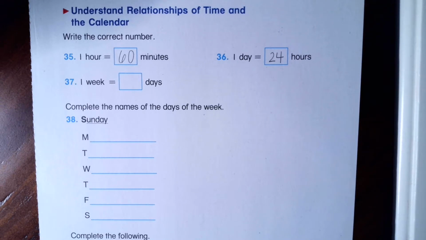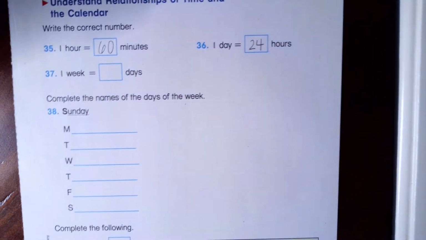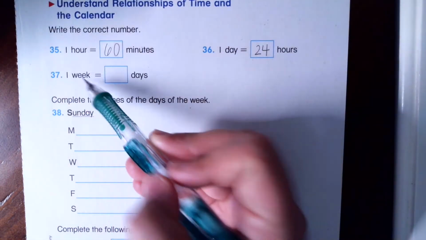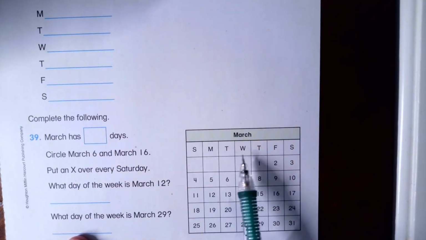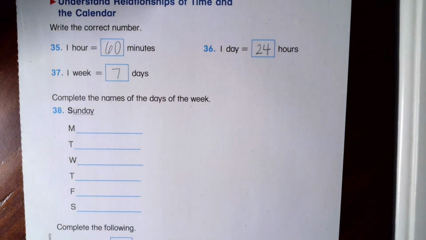And then our last one, it wants to know how many days are in 1 week. So 1 whole week includes the weekend days and the school days or the weekdays. If you are stuck and you don't know how many days of the week there are or how many weekend days there are, you can look at this little calendar down here and find out. When you know, go ahead and write it down. All right, so we have 1 week. There are 1, 2, 3, 4, 5, 6, and 7. 7 days in 1 week.